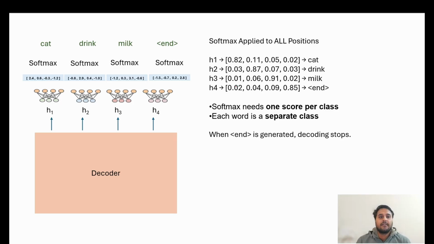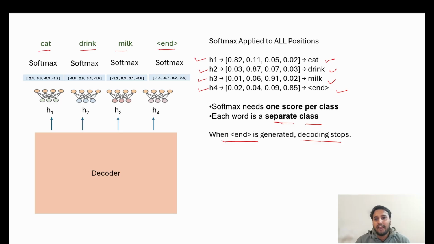Okay. So as you can see, at all the positions, you can see the highest probability word in our vocabulary. Softmax needs one score per class. Each word is a separate class. When END is generated, the decoder stops decoding. In this way, we succeed in our mission to get the next word.